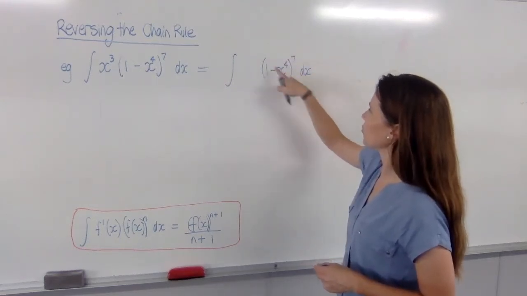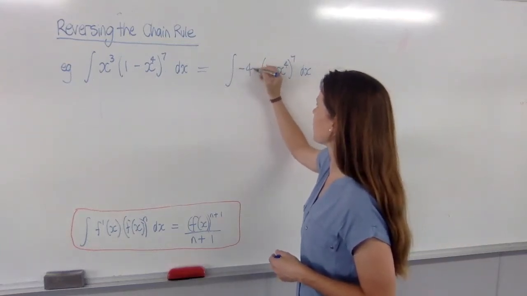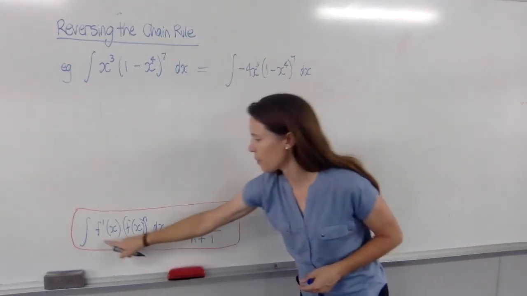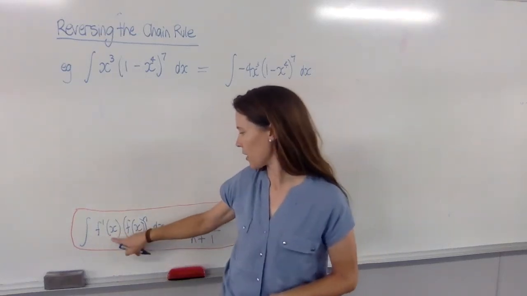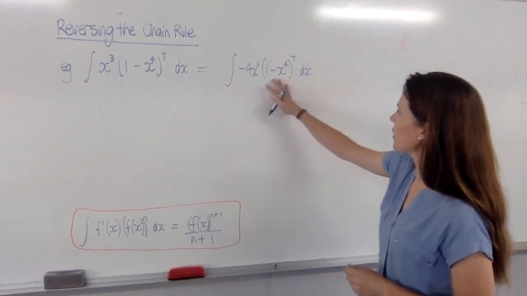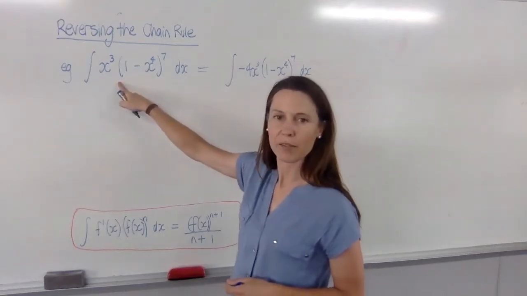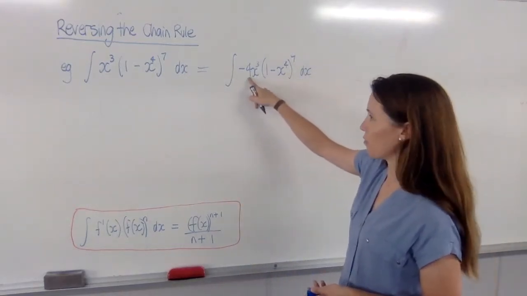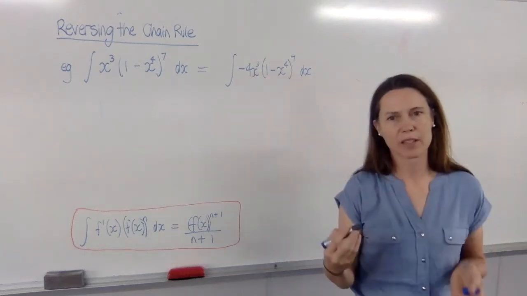I would really like it if what was at the front was minus 4x cubed, because if it was, I would have this pattern here, which I know what to do with. I want f dash x at the front of f of x to the power of something. Now, how's my question different from the one that I've been given? Well, it's got minus 4 in it at the front there. So I've multiplied by minus 4.